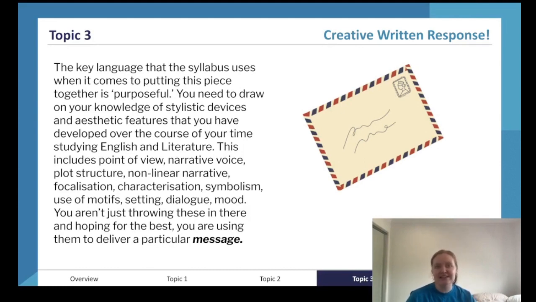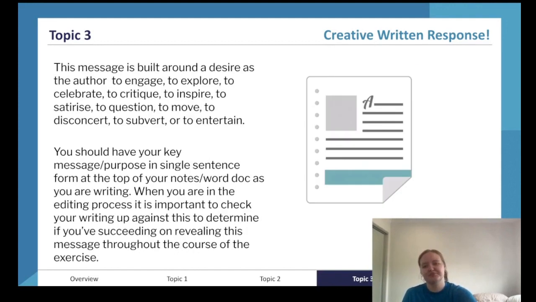Now, the open-ended nature of this task can make it feel a little bit intimidating to some people who aren't as inclined towards creative writing, but there are definitely some ways that you can steer yourself in a more definitive direction. So, this message that you are trying to deliver to your audience is built around a desire as the author to engage, explore, critique, question, subvert, entertain. It's all about purpose and wanting to achieve something specific in particular.